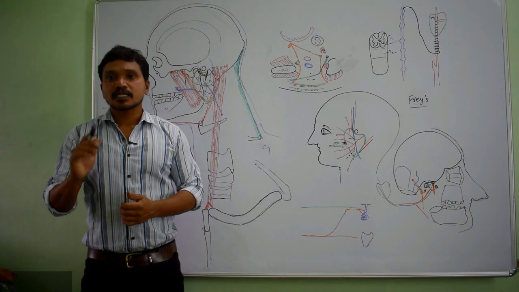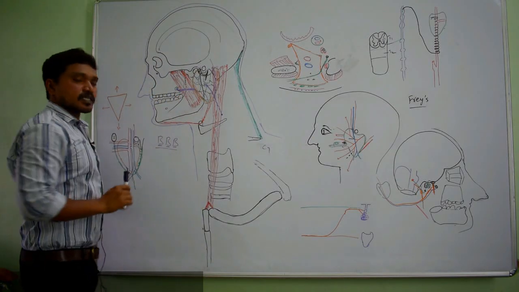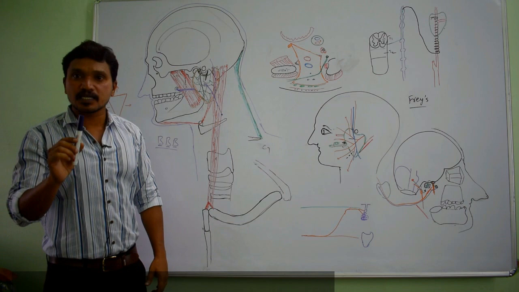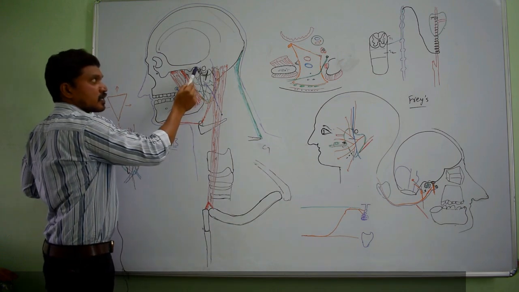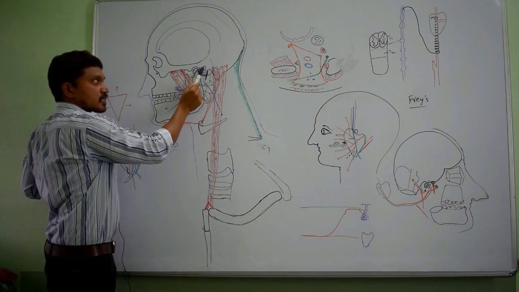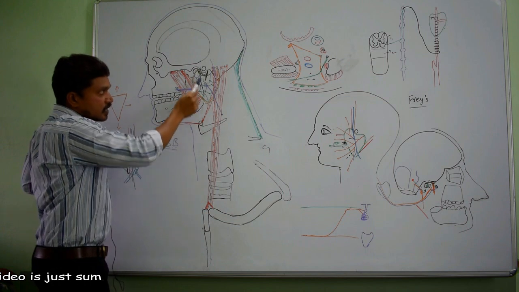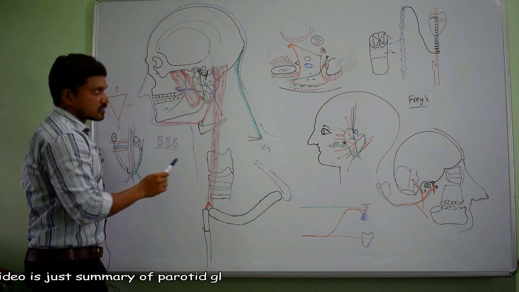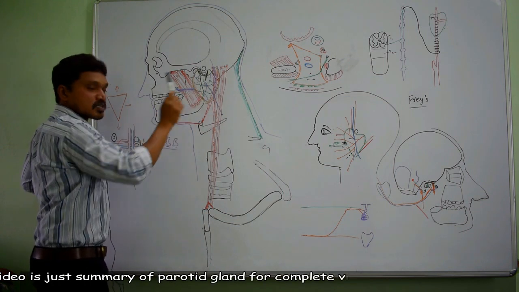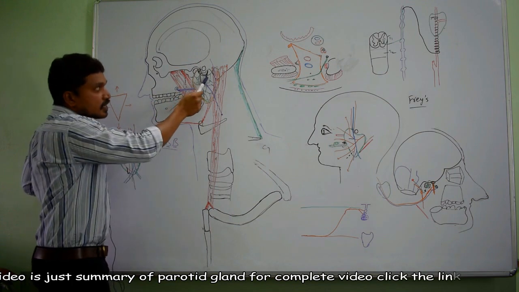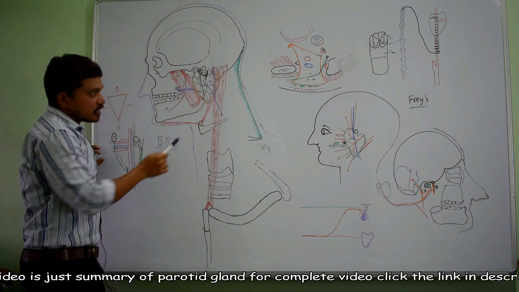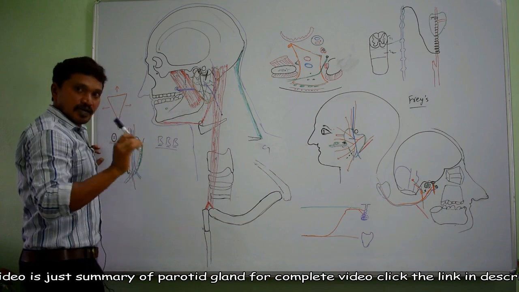Now we will see the summary of parotid gland. Parotid gland is present in the parotid region. Parotid region is bounded superiorly by temporomandibular joint and external acoustic meatus, anteriorly by ramus of the mandible and its attachments, posteriorly by mastoid process and its attachments, medially by styloid process and its attachments, and inferiorly by posterior belly of digastric.